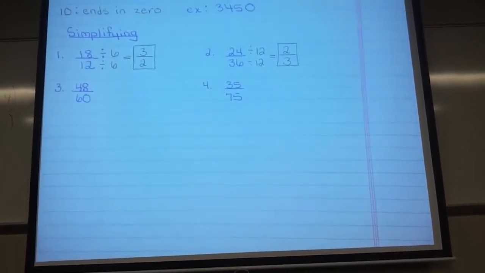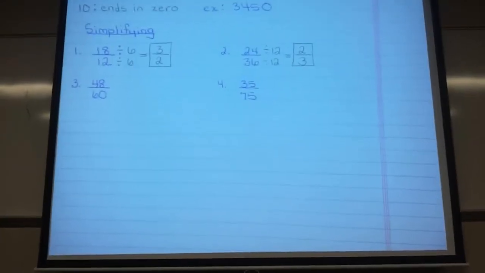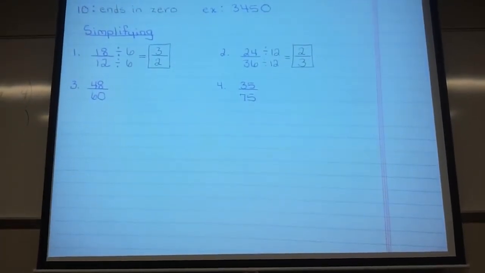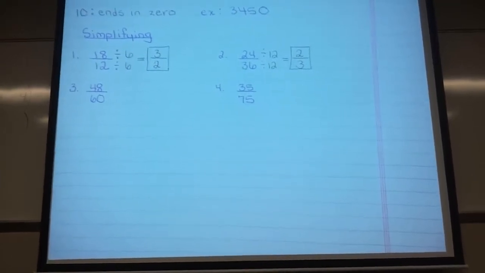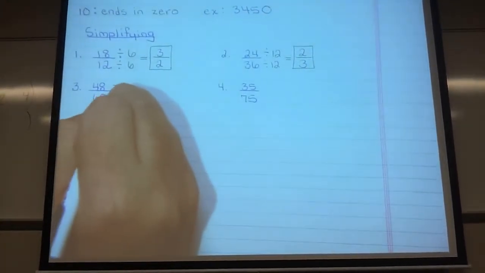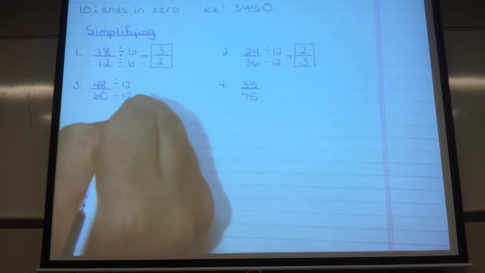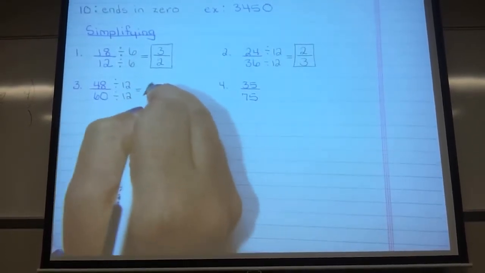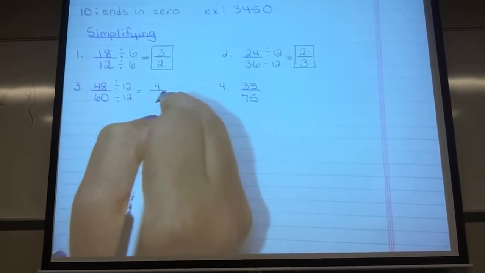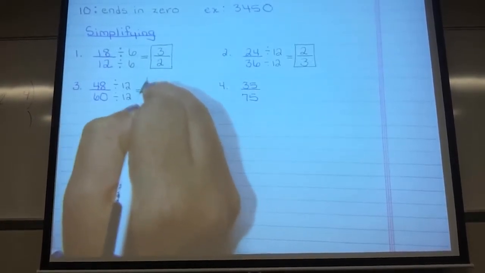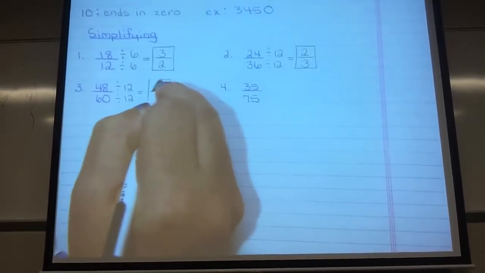With number 3, did you pick a number to divide by? 12. 6. Okay, I heard 12 and I heard 6. Let me show you first with 12, because that is the largest. If you chose 12, on top you're going to get 4, and on the bottom you're going to get 5. And that's as far as you can go.